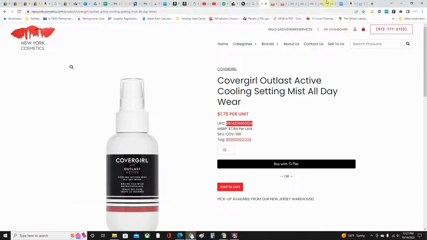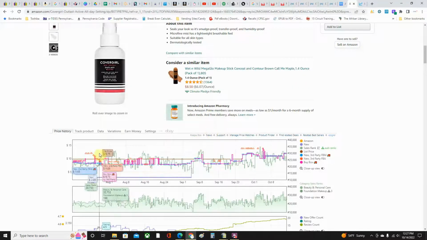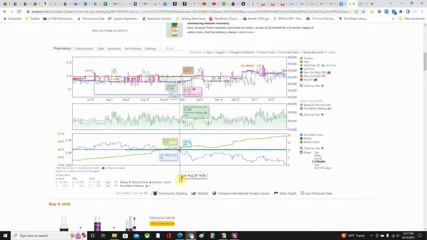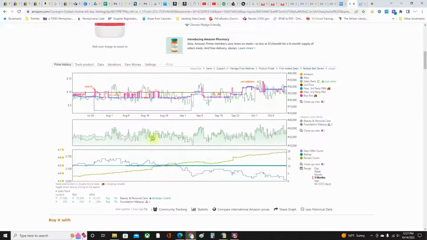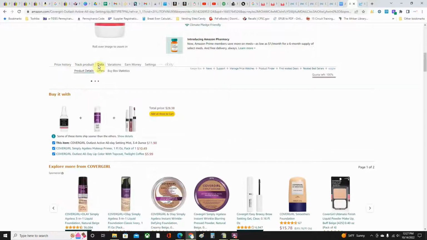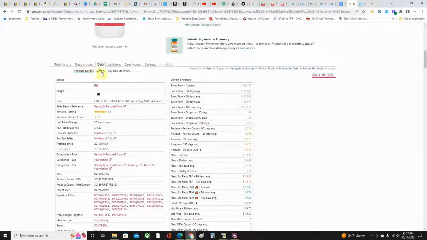So let's go back to the chart though. Now using this Keepa chart, you can get all types of information. You don't want to overload yourself, but you can track the product. Okay, you can look at the data tab, and under the data tab it's going to give you 3 different things that you can look at: product details, offers, and buy box statistics.